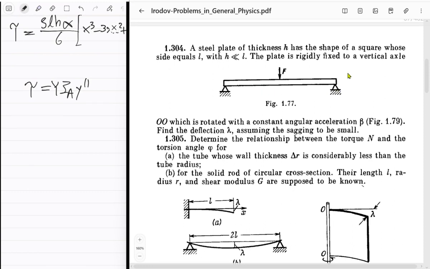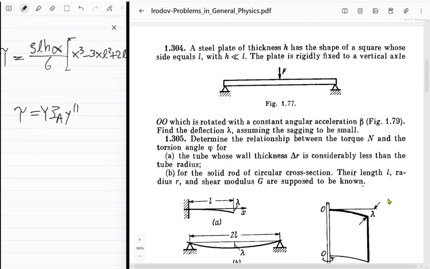Okay, one second. What is the question? Find the deflection assuming the sagging to be small. Right, sagging to be small. That's the important part. Of course, it's this, and then because of that, you have a deflection. Cool. So you got this equation.